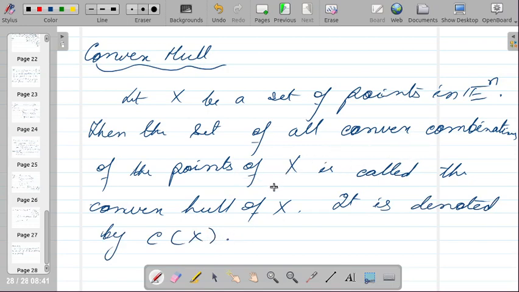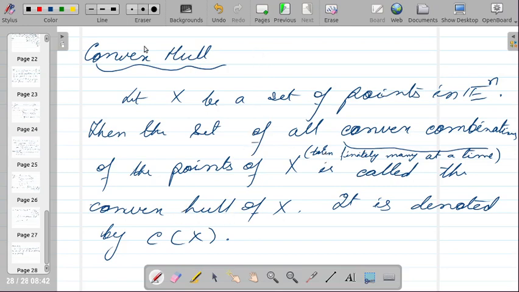Okay, set of all convex combinations of the points of x. That means we take finite. The definition of convex combination itself is given for a finite number of points only. Okay, so if we are given any infinite set, what we do is we take a finite number of points from that infinite set and then take all possible convex combinations. Okay, so the set of all convex combinations of the points of x, taken finitely many at a time. Right. So to form the convex combination, we take a finite number of points of x. Okay, but there is no restriction on which points you have to choose. Okay, you have to choose all possible points. Okay, that is called convex hull.